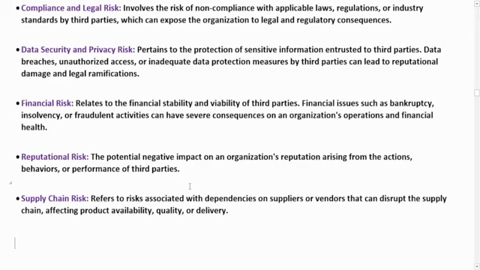Actually, the main purpose of including these types of risk in this lecture is basically to let you know the importance of these risks. If an organization identifies all these potential risk areas or vulnerabilities when engaging with their third parties, it enables them to implement appropriate risk mitigation strategies effectively.